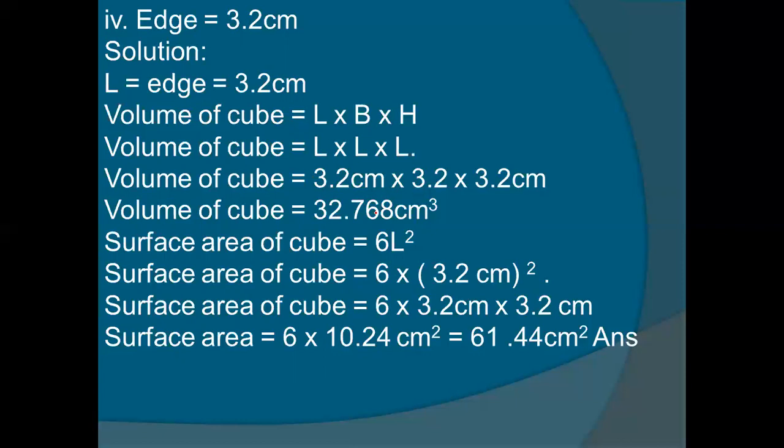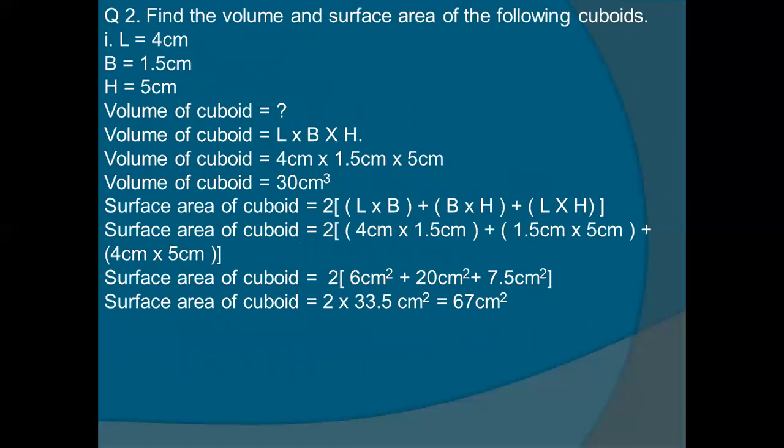32.768 cubic centimeters. Now, dear students, here the surface area of the cube is equal to 6L square. 6 multiplied by the value of L, which is 3.2 centimeter whole square. After opening the whole square, we write it 2 times, and after multiplication, we have got the answer 61.44 square centimeter.